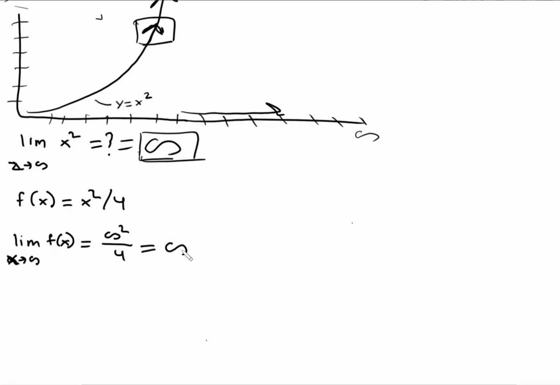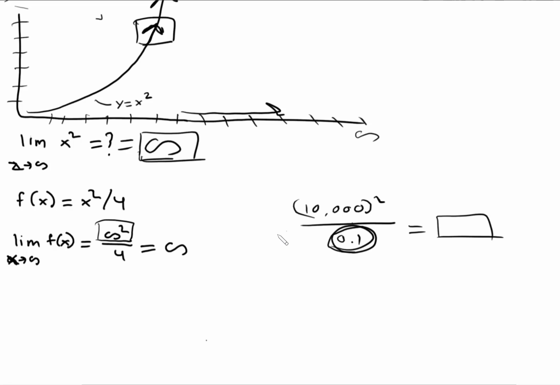Because even if you're squaring infinity and dividing it by some value such as 4, 5, even 100 or 1,000, the infinity squared is still going to be so much larger than 4. It's like taking 10,000 squared and dividing that by 0.1. You're dividing it by a value that is so small it doesn't make a difference in the case of infinity, which is why, instead of getting some numerical value, we're going to get infinity.